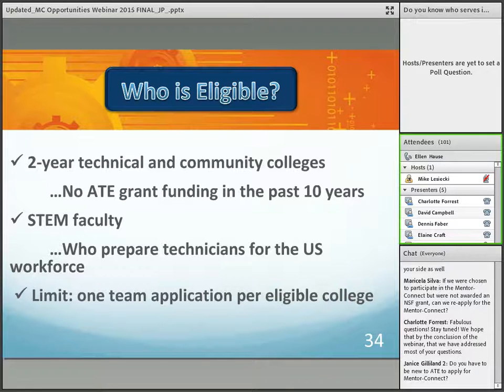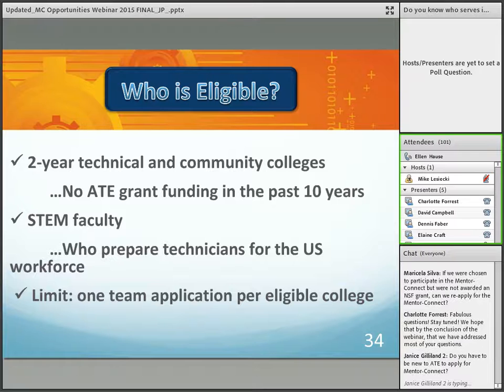And I noticed there were a couple questions in the chat box on this as well, so I'll address that. MentorConnect invites applications from 2-year technical and community colleges that have never received NSF ATE funding, or those that have not had an ATE award in the past 10 years. So if you've had NSF funding, say through STEM or another program, but not ATE, you are still eligible. This pertains to having an NSF ATE grant in the last 10 years.